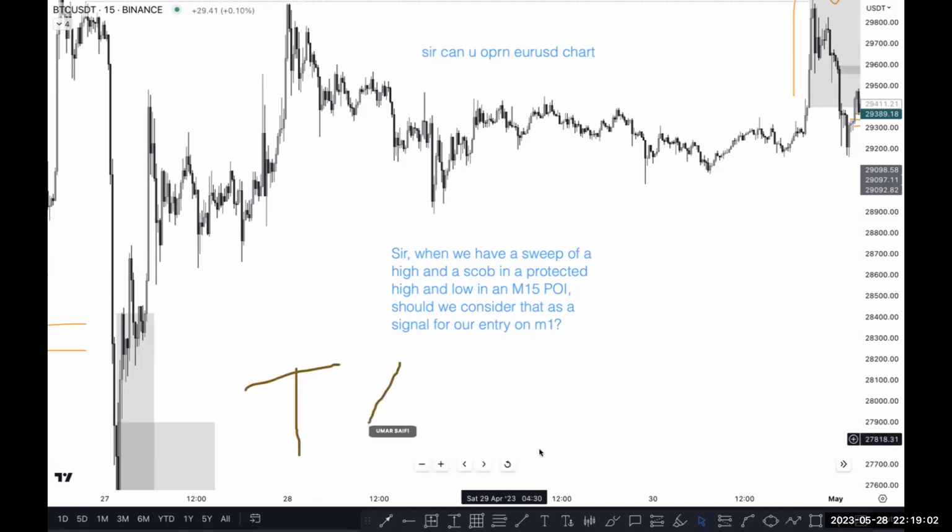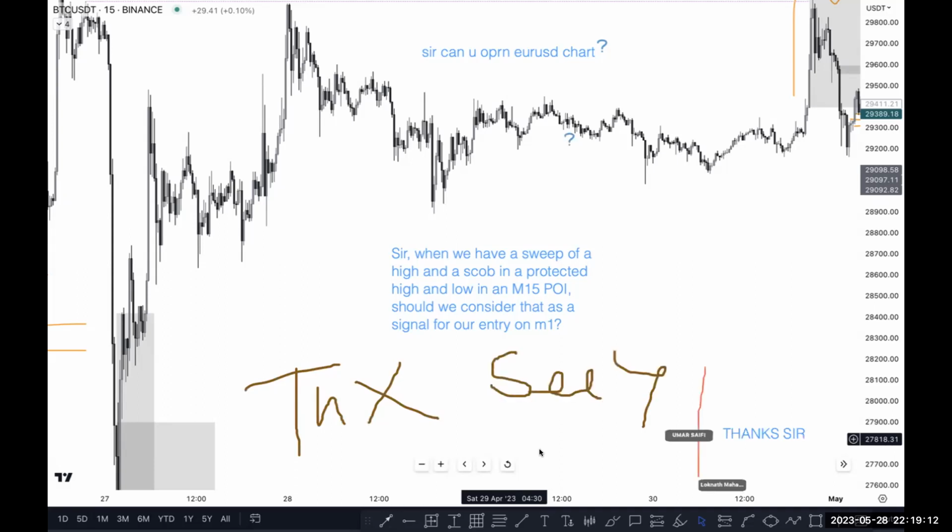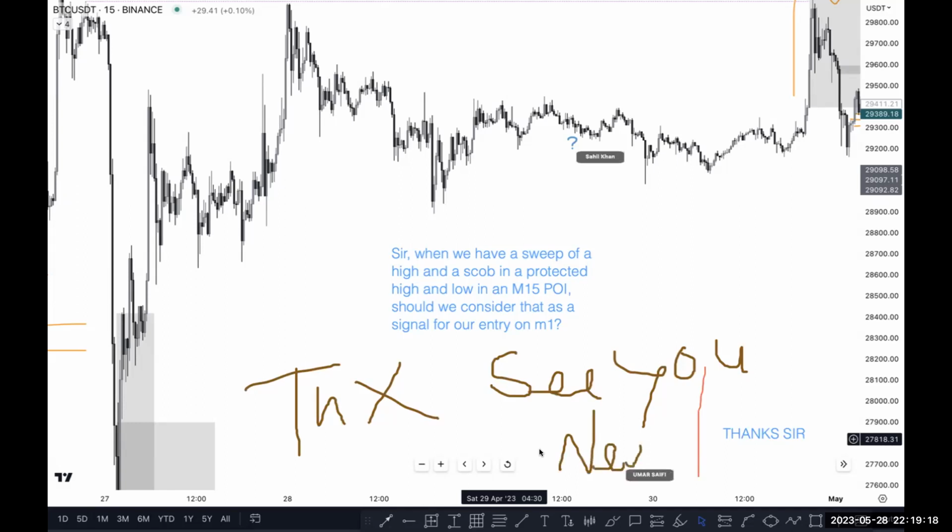So we have a sweep of a high, and we have a sweep of a high and SUV in a protected. No, M15 PY should be considered. That's a single. I do not understand your question. What are you saying? You can text me on Telegram, sir.